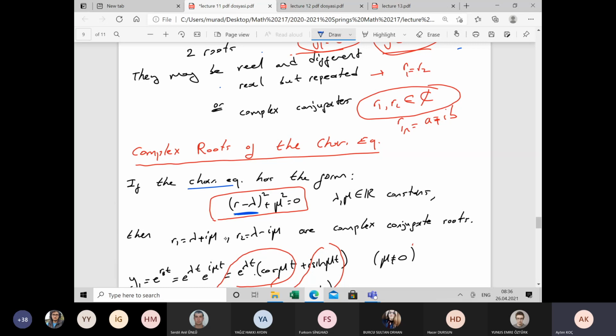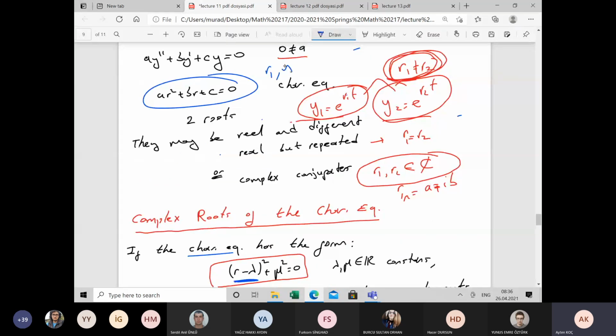r1 is lambda plus i mu, and r sub 2 is lambda minus i mu. Here r1 and r2 are complex conjugate roots, because this one is plus, this one is minus. So what can you say about the fundamental solutions? Each of them gives a fundamental solution. We know from the previous lecture that if the characteristic polynomial has two roots r1 and r2, the corresponding solutions are e to the r1 t, e to the r2 t.